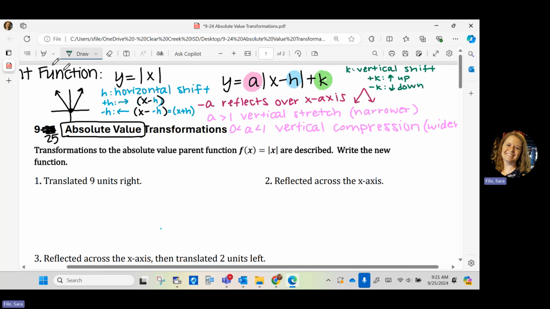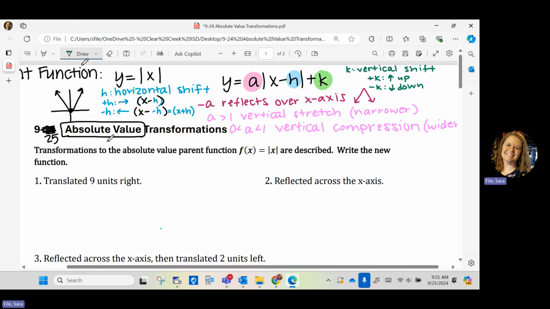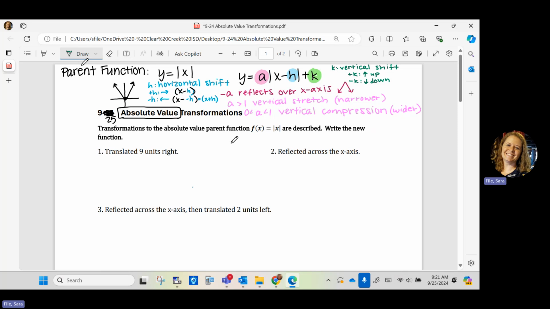Okay, so that sums up those notes from last week. This is your little refresher here. If that does not sound like a refresher to you, you need to go back and make sure you take those notes and watch that video lesson from last Wednesday. All right, so now let's use that information to write these equations.